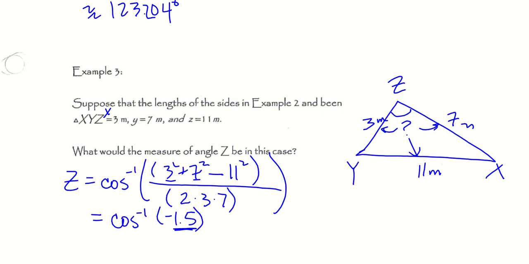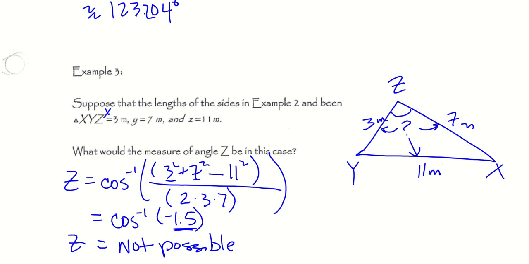At this point, you should say, hey, there's a problem there. Cosine's never smaller than negative 1, never bigger than positive 1. And if you try to take the inverse cosine, it tells you that there's an error, which means this is not possible. And it's not possible because negative 1.5 is outside of the range of cosine.